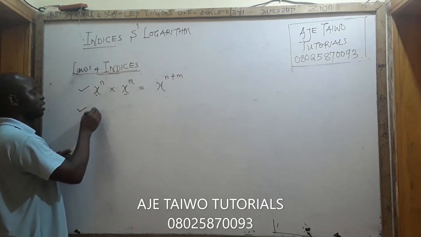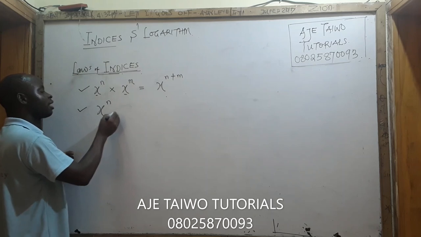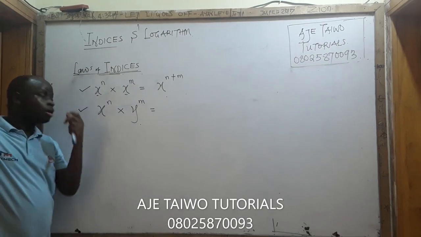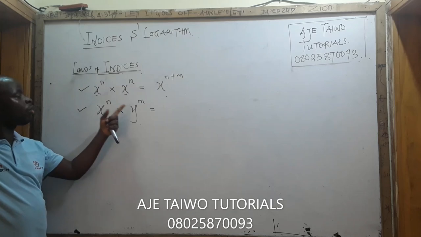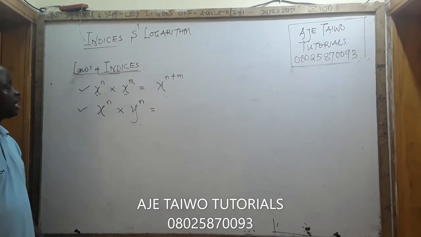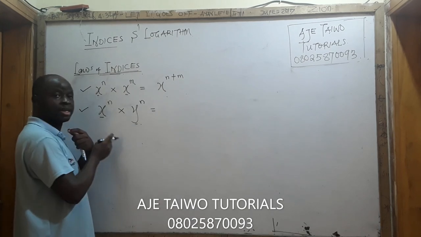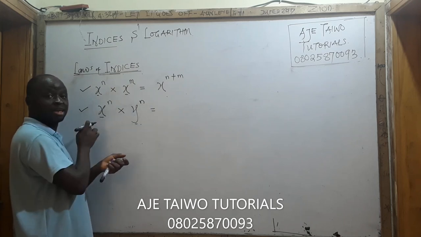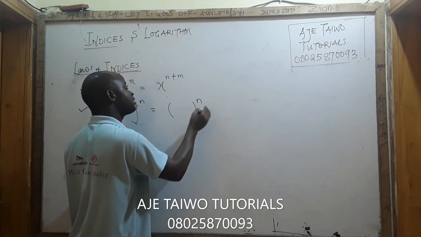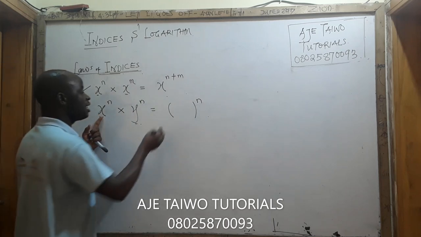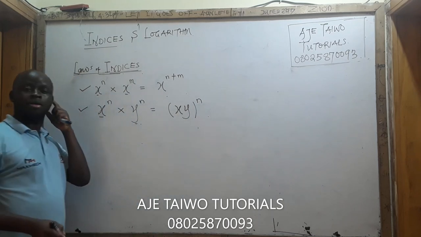What if you have x raised to the power n times y raised to the power m? Or let's do this before. Let's say n and n. They are both n. In this case, the bases are different, but the powers are the same. Watch your bases. What do you do? You pick the common power in this case. Here you pick the common base. Here you will pick the common power, and say xy.